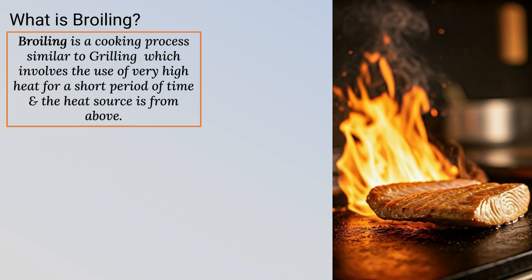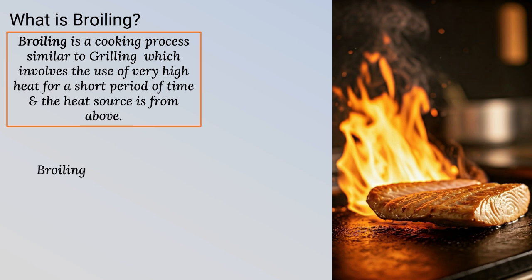So broiling is a cooking process which is very similar to grilling and which involves the use of very high heat. Note it down. Broiling is conducted on a very high heat for a short period of time, and the heat source is from above. Heat is always coming from above. That is the definition: immense heat, short span of cooking, heat source from above. That is the broiling process.